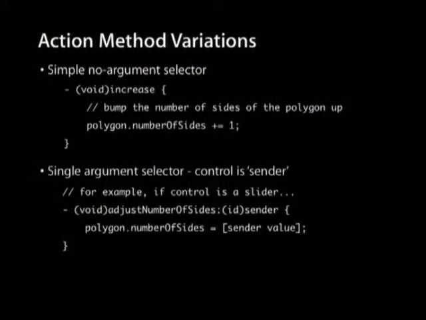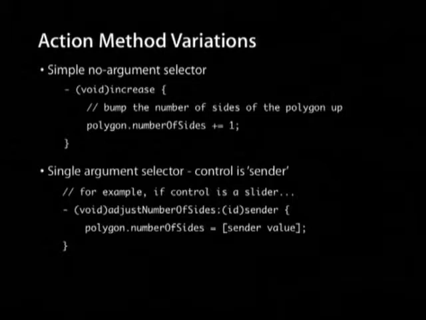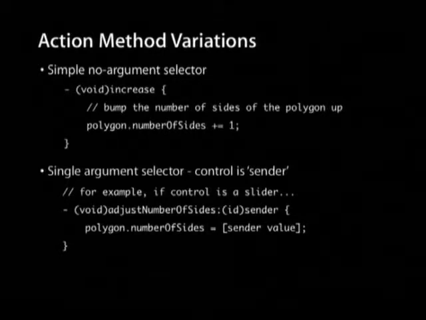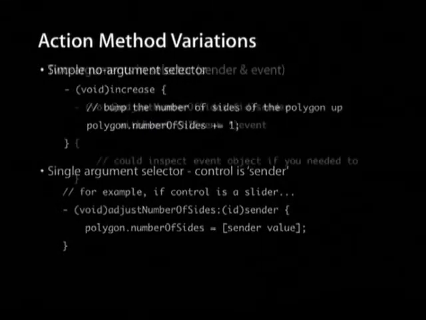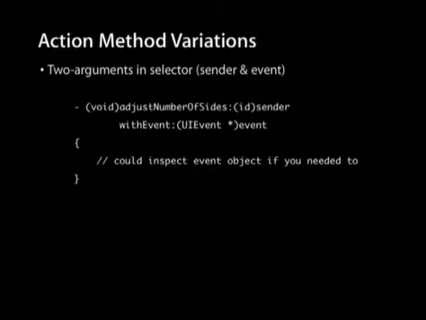Now, here are 3 examples. Once again, for increase, I don't care about what happened other than the fact that the button got pressed, so I'm just going to add 1 when that gets called. If this was a slider, I can ask the slider for its value. So in our example, if you implemented a slider with 3 to 12 sides instead of increase and decrease, I can ask the slider how many sides came back. And if we wanted information on the event, if you implement that, you'll automatically get called with the 2 different arguments.